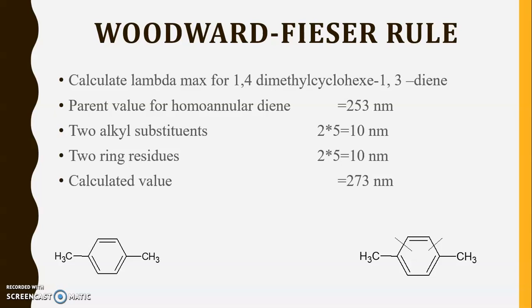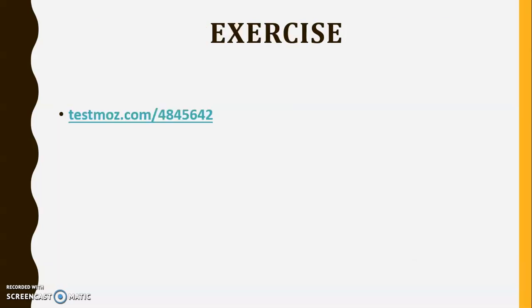The total becomes 273 and the observed value is 265. So the calculations are close, using this Woodward-Fieser rule we can calculate for the dienes. A few examples we will also study in the next video. Before that, you can use this link to solve your exercise.